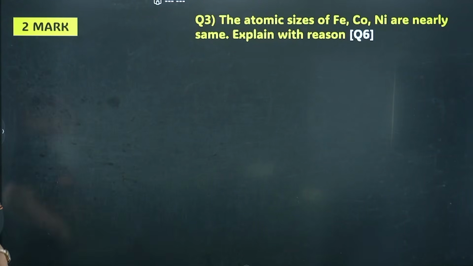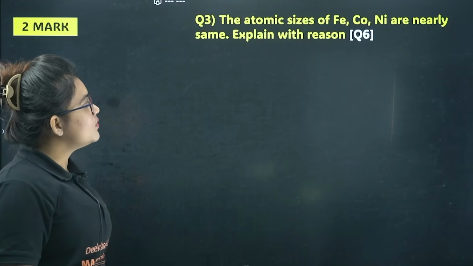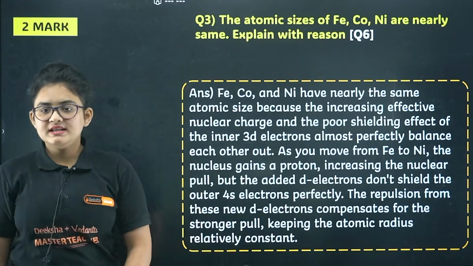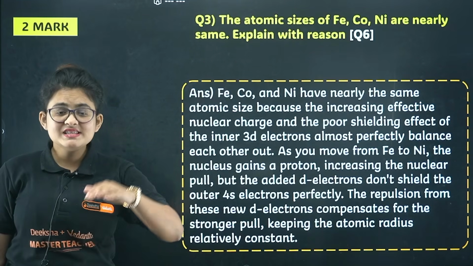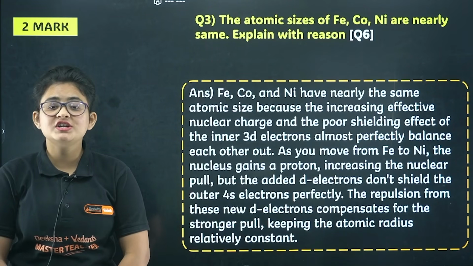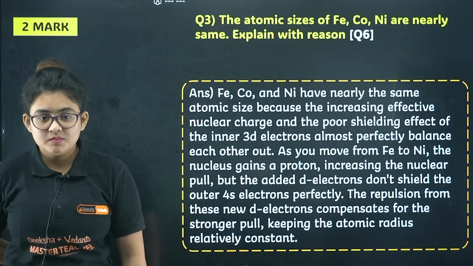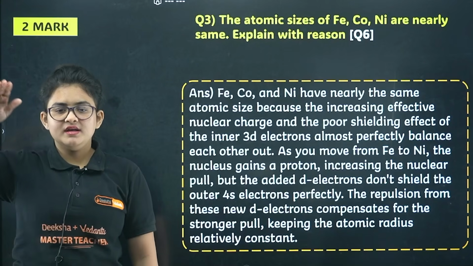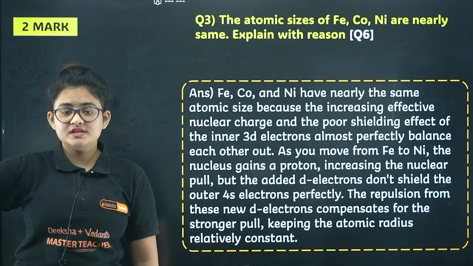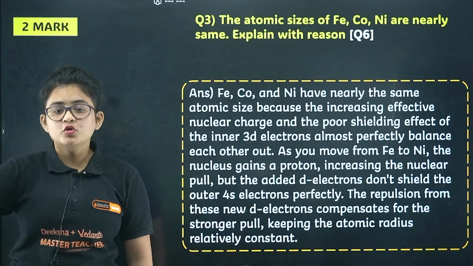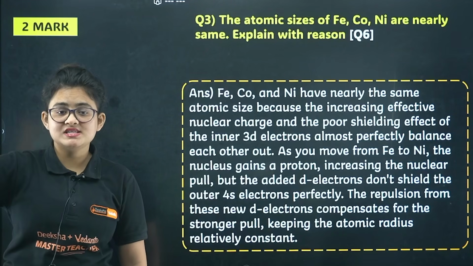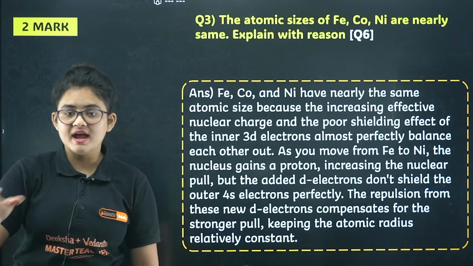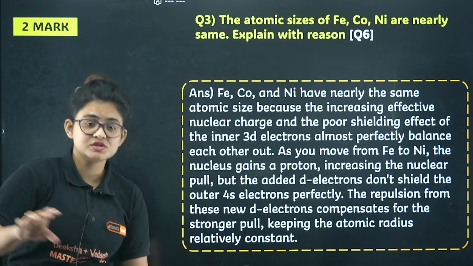Let's proceed. The atomic sizes of iron, cobalt, nickel are nearly the same. Why? Because in iron, cobalt and nickel, the increasing effective nuclear charge and poor shielding effect balance each other properly. As you are moving from iron to nickel, definitely the nucleus will gain protons, nuclear pull will increase, but in the d shell the electrons will also be added, right? So they will counterbalance each other, and as a result of this, atomic radius becomes constant.